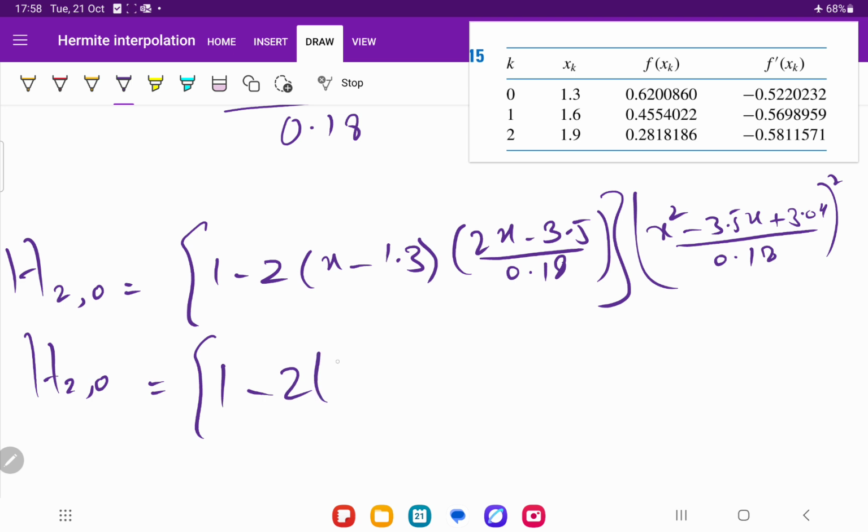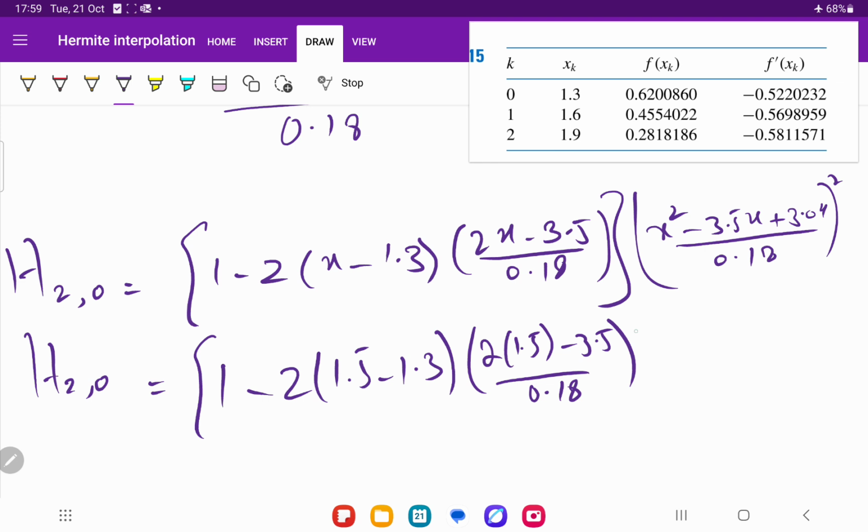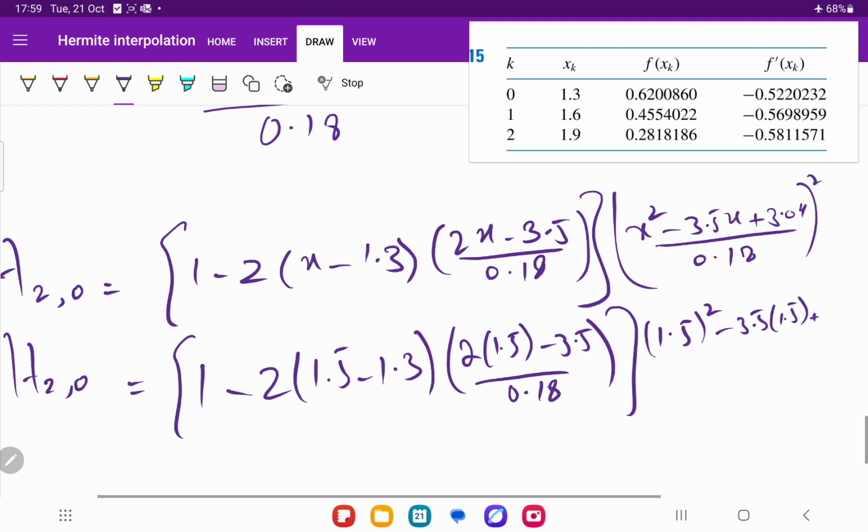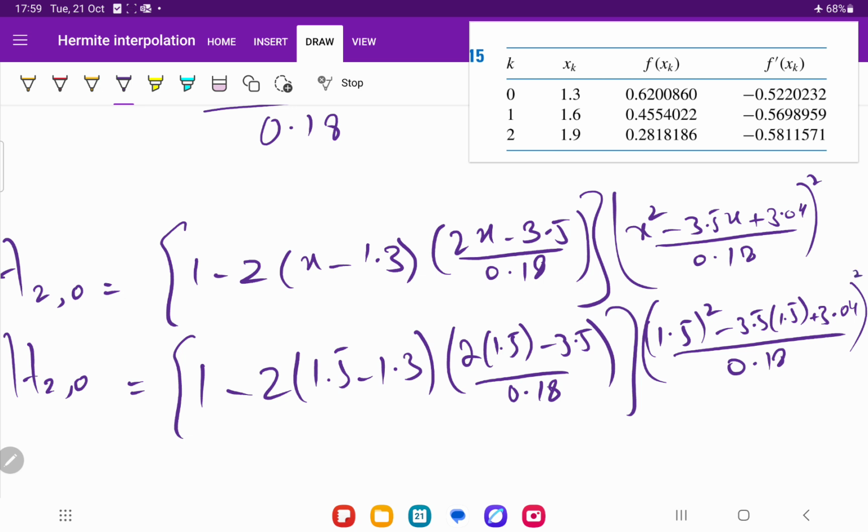One minus 2 into 1.5, 1.3, 2 into 1.5 minus 3.5 divided by 0.18, 1.5 square, 3.5 into 1.5 plus 3.04 divided by 0.18 whole square. So what is H20?